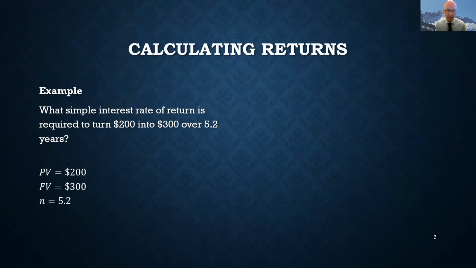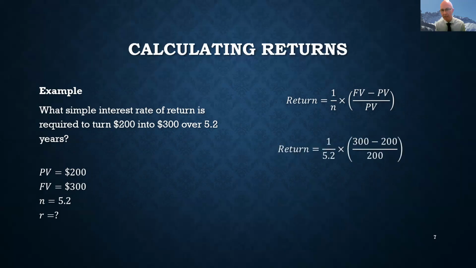N equals 5.2 years, 5.2 interest periods. And therefore we want to find R to be able to do this. So we go to our formula, return R equals 1 on N times FV less PV divided by PV. We put the numbers in, return equals 1 over 5.2 times (300 less 200) over 200. And we end up with a return of 0.0962, which when we convert it to a percentage, by multiplying by 100%, gives us 9.62%.